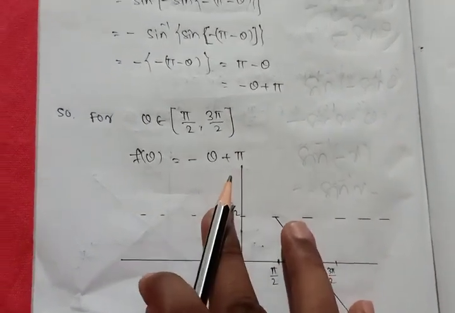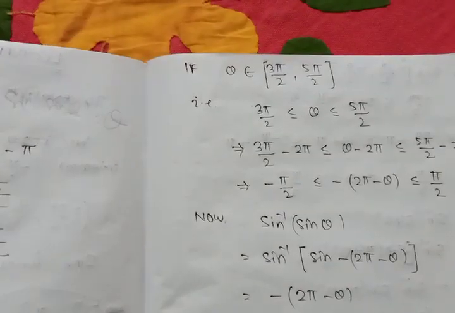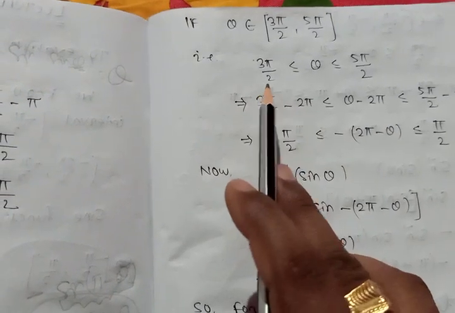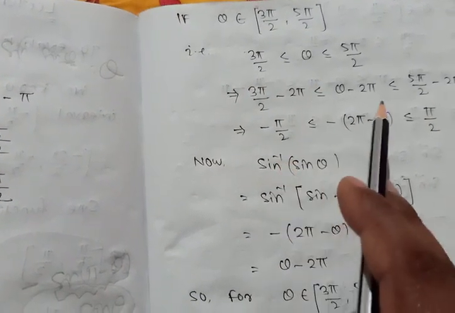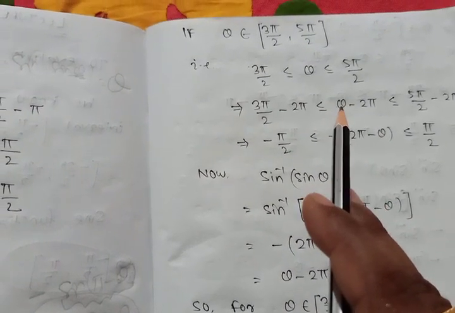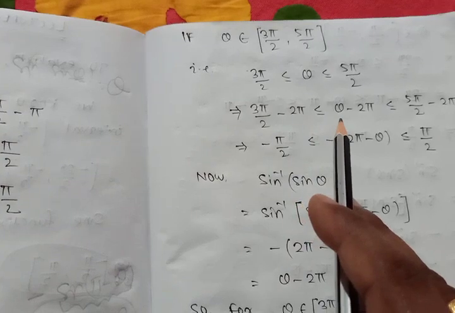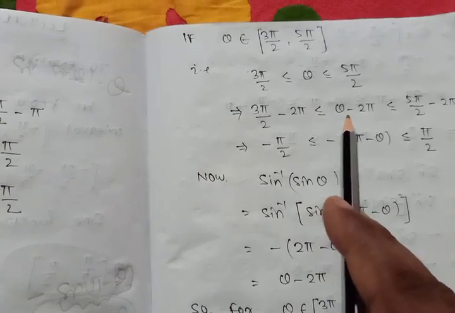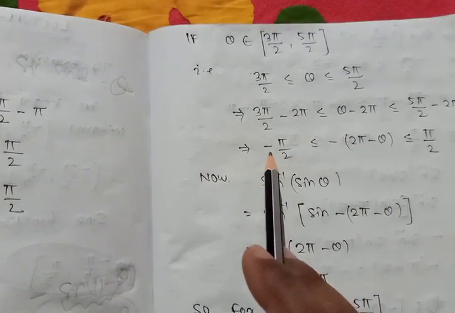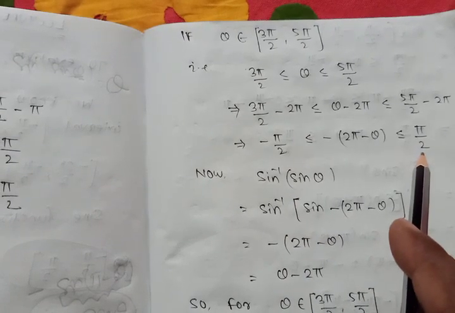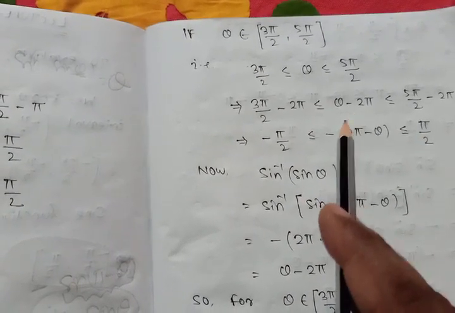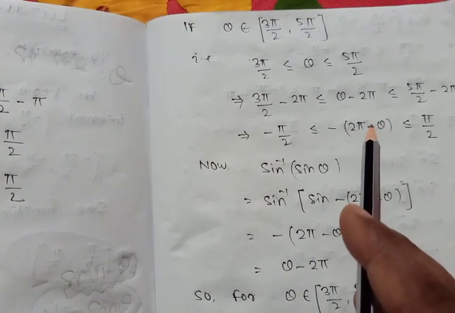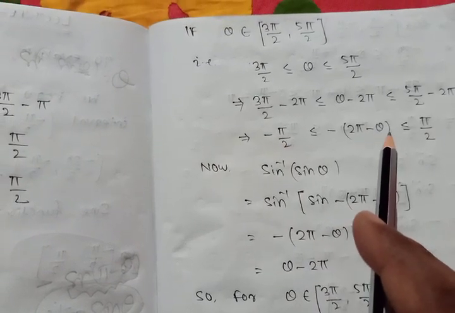Now come to the case that theta belongs to 3 pi by 2 to 5 pi by 2. The same concept I am applying here. Here it is theta. So what should we add or subtract so that the result is in between minus pi by 2 and pi by 2? You have to think about it. If I am subtracting 2 pi from each term, we get theta minus 2 pi is greater than or equal to minus pi by 2 and less than or equal to pi by 2. I am arranging this term again, taking the minus symbol as common. We get 2 pi minus theta. So we have the angle in between minus pi by 2 and pi by 2.